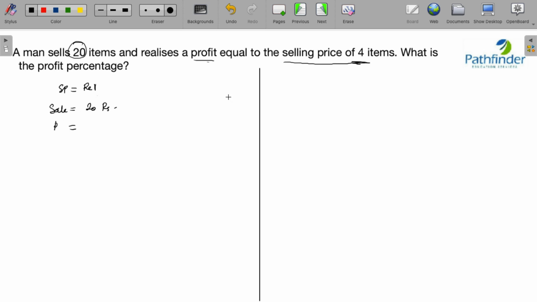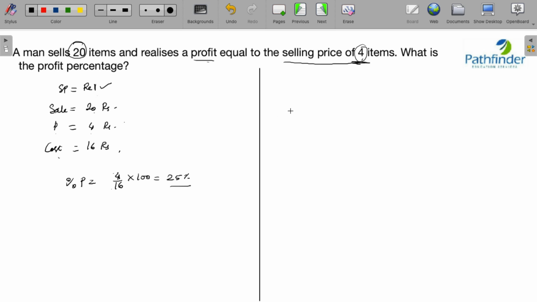What about the profit? It is equal to the selling price of 4 items. Selling price of 1 item is 1 rupee. So selling price of 4 items will be 4 into 1, 4 rupees. What will be the cost? Cost plus profit should give me sale. So sale minus profit should give me the cost. So 20 minus 4 gives me 16. So now I've got profit, I've got the cost. Percentage profit is equal to profit upon cost, that is 4 by 16, multiplied by 100, which is equal to 25%.